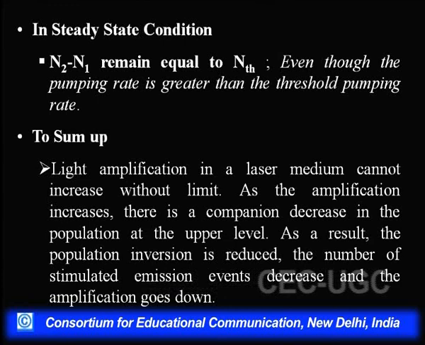As a result, the population inversion is reduced and we cannot achieve stimulated emission. The number of stimulated emission events decreases and the amplification goes down. If the amplification increases in the cavity, we are not able to achieve the lasing action. It means a threshold value is required to achieve the population inversion.